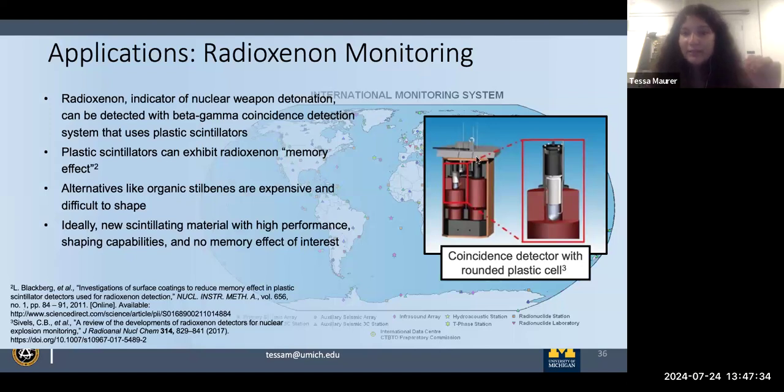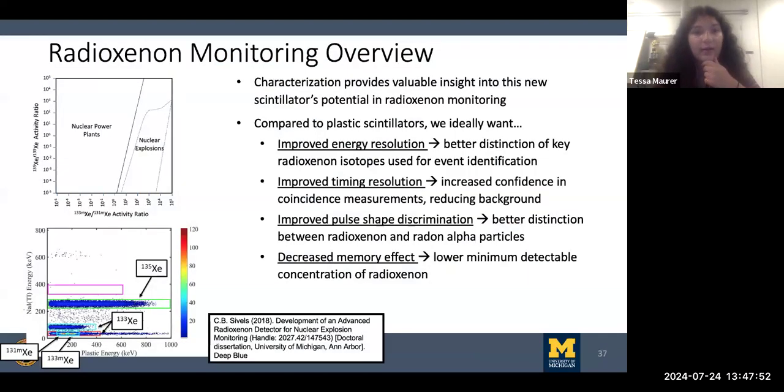But they use plastic scintillators for parts of the detector that does that work. And a lot of the plastic scintillators they had been using, if they didn't have proper coatings, they would have memory effects, and they just weren't the best resolution-wise. So we looked at replacing that beta cell with organic glass instead.